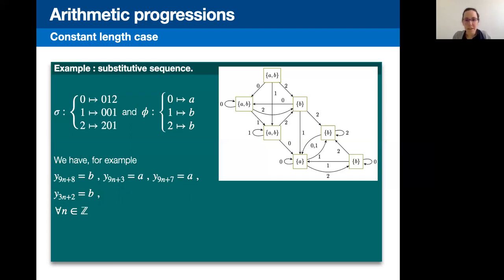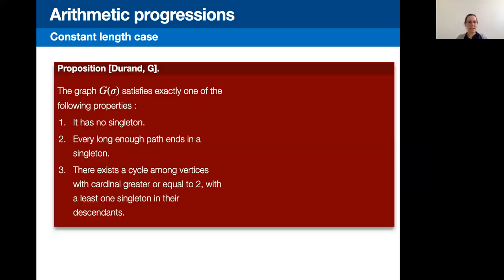Okay, so if we study a little bit more the graph G of sigma, we will find that we are in exactly one of the following cases. The first one is that the graph has no singleton. The second is that every long enough path ends in a singleton. And if we are not in the two first cases, then this is equivalent to the following property: there exists a cycle among vertices with cardinal greater or equal to 2, and they should have at least one singleton in their descendants.